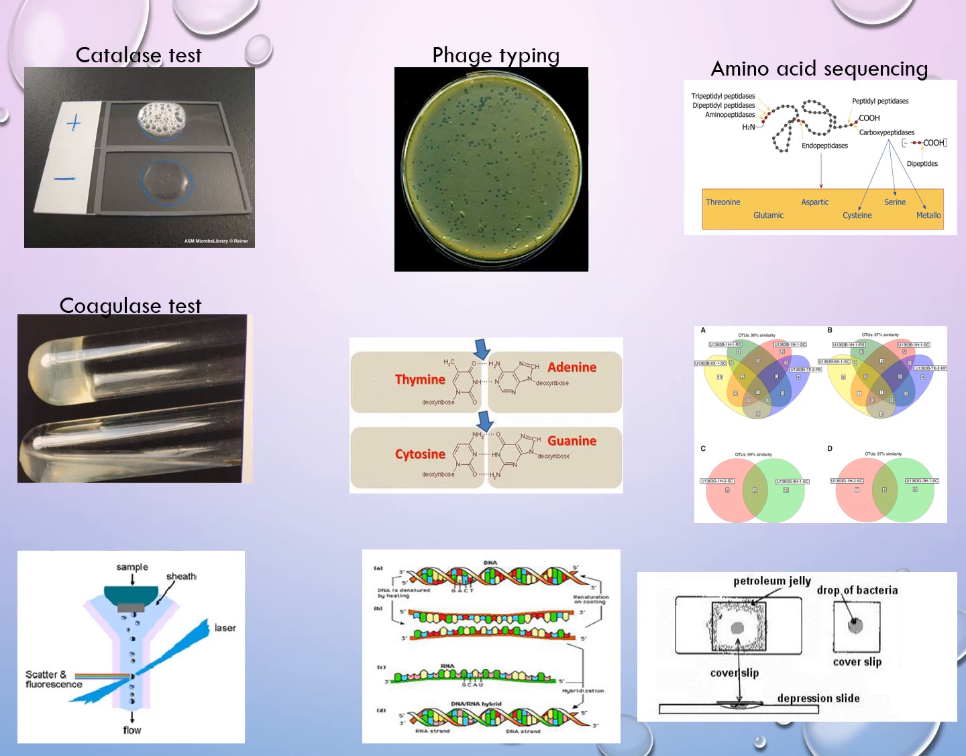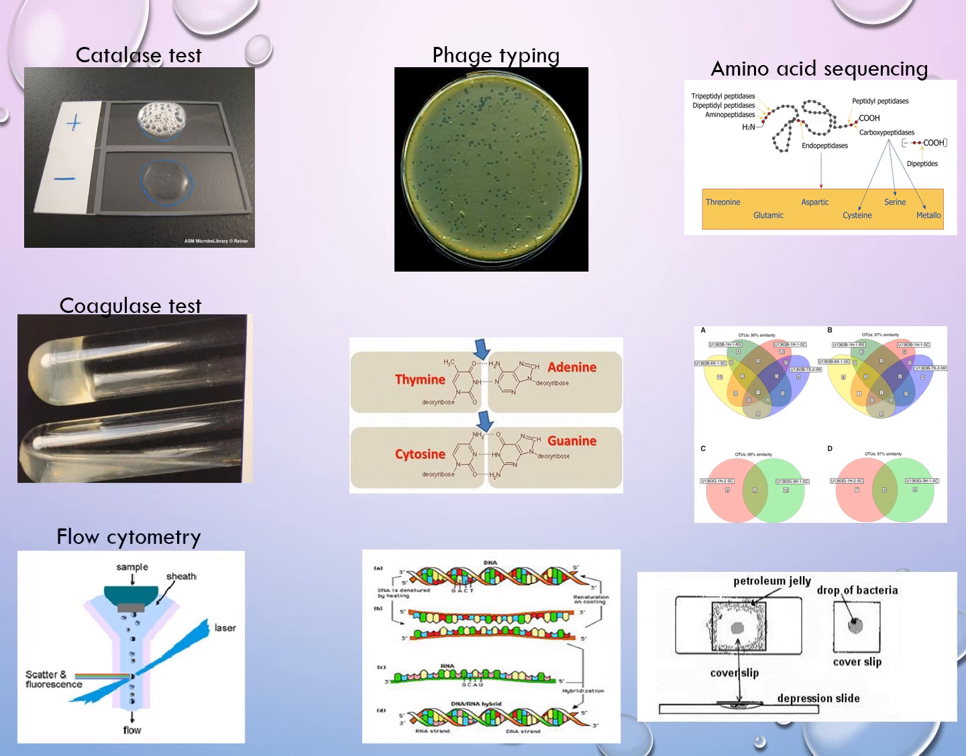Let's see where we're going next. Top middle is the phage typing. Remember, phage typing meaning bacteriophage. These little viruses that like to invade bacteria and wreak havoc. So you can see these little plaques, these little dots that have developed on the slide. They're called plaques. That is going to tell us that that bacteria is sensitive to that type of bacteriophage.